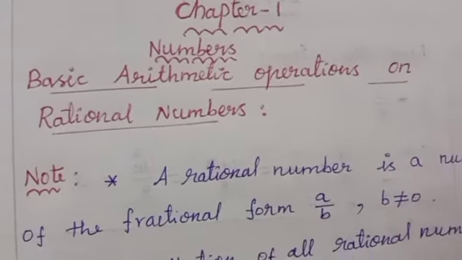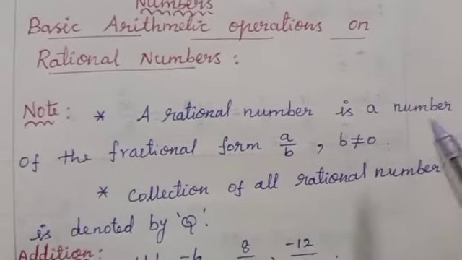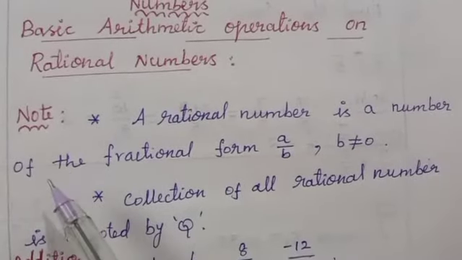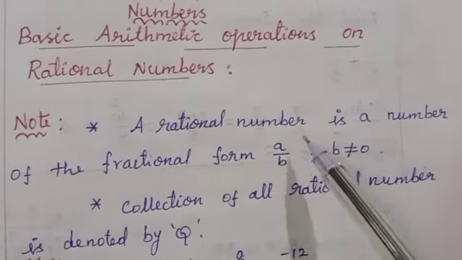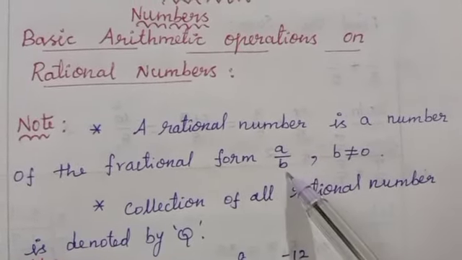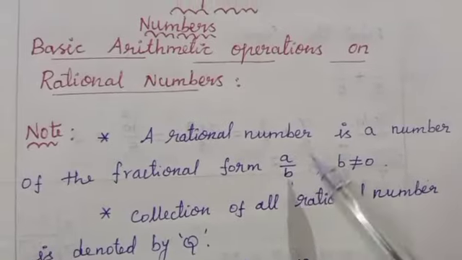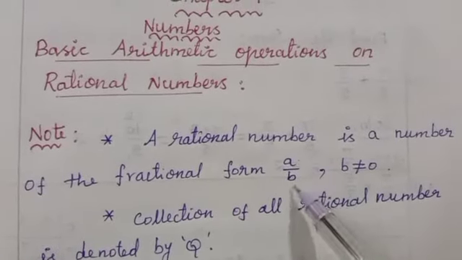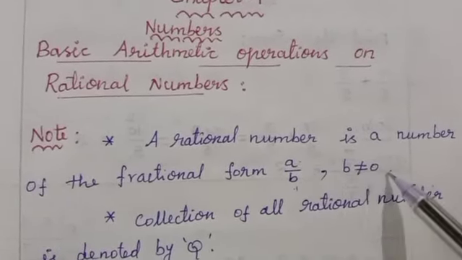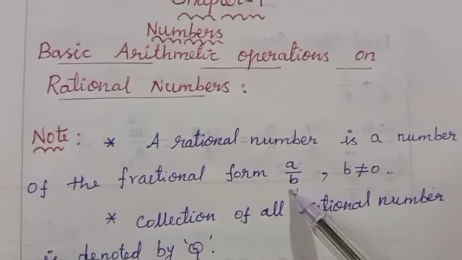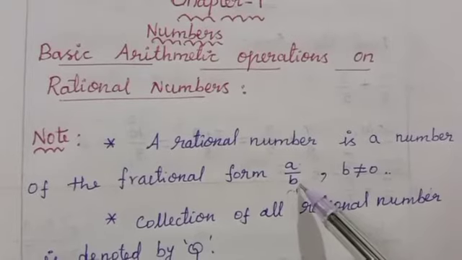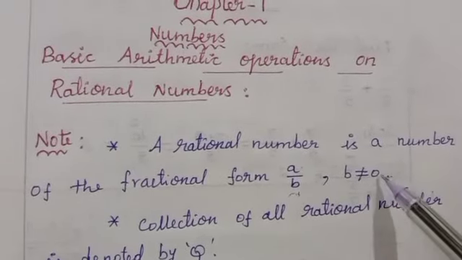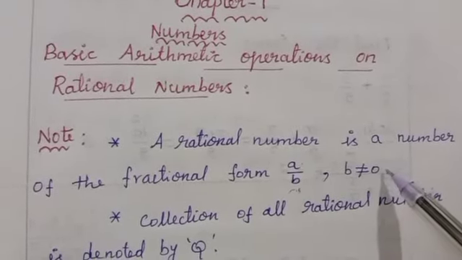A rational number is a number of the fractional form a by b, that is, numerator by denominator form. What is a rational number? It is in the form numerator by denominator, b not equal to 0. Denominator not equal to 0. Suppose the denominator is 0, it is meaningless. So we have to give this condition, b not equal to 0.